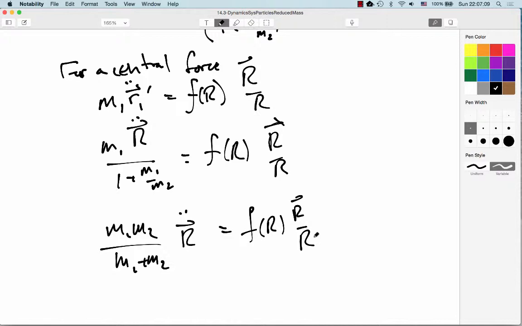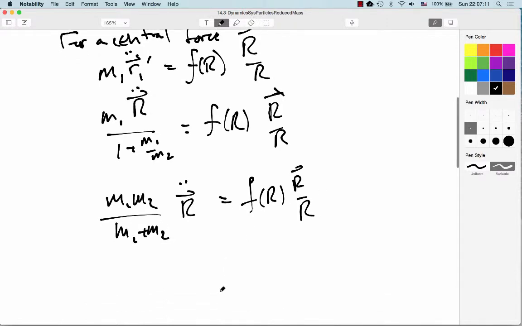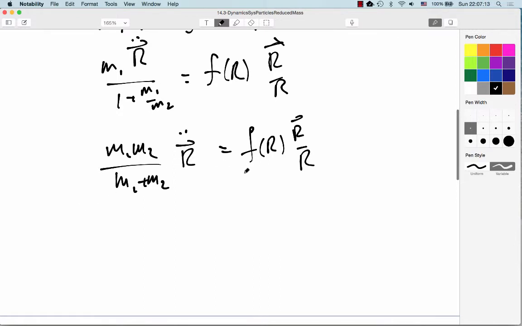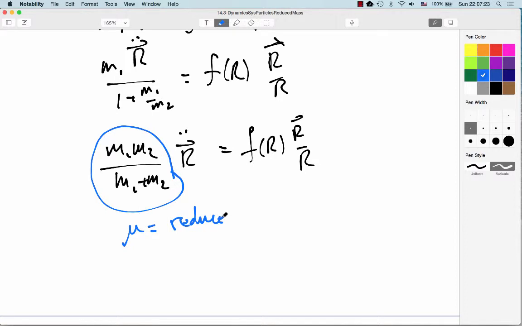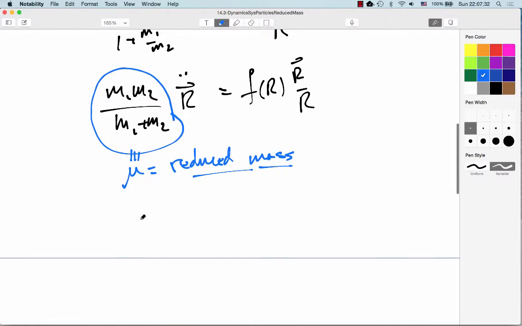Alright, so with that we will now go ahead and define the reduced mass mu to be that. So we're defining the reduced mass to be that. Alright, so with that definition we can then write mu R double dot equals f of R over R.